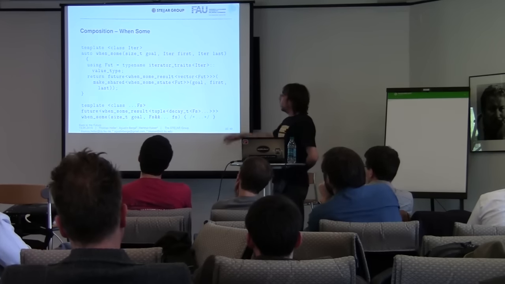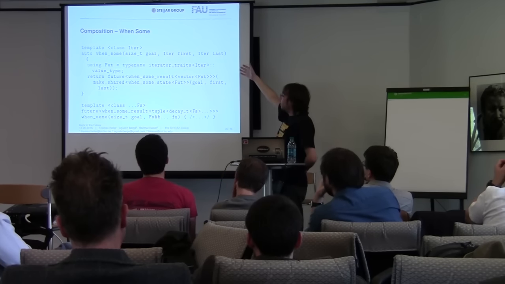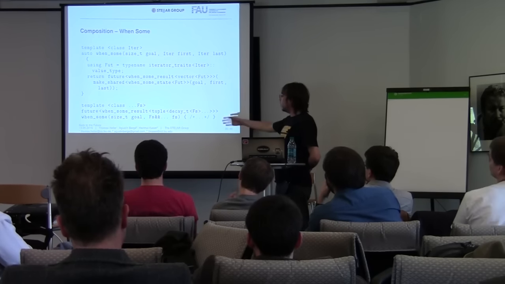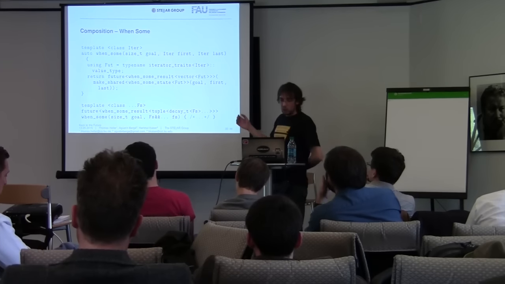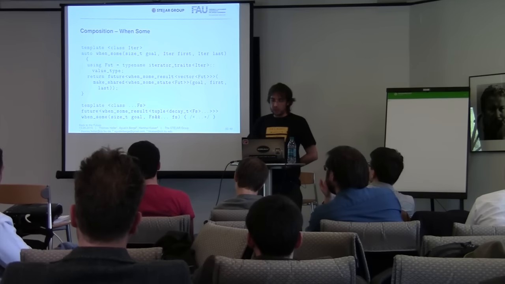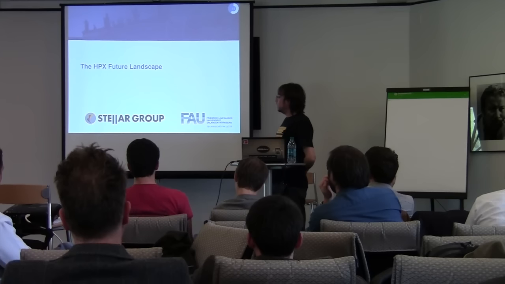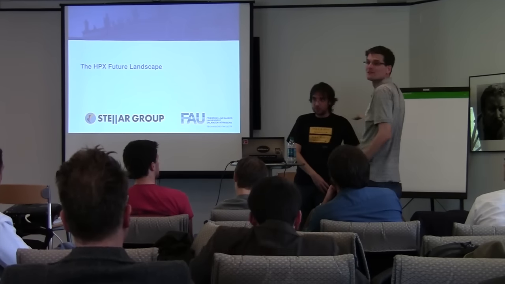Now, when some comes also in an overload taking a pair of iterators and an overload taking a variadic number of futures. And there's also wait equivalence. There's also wait equivalence to when any, I forgot to say that. And that's it for my part. Any questions?